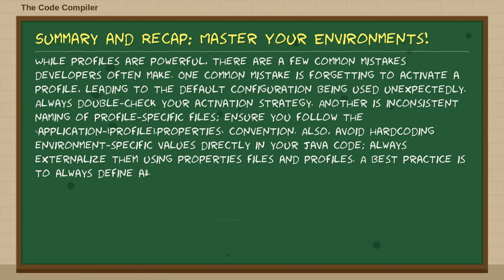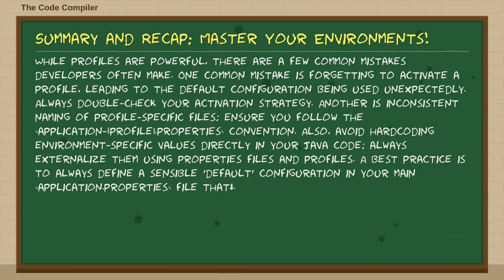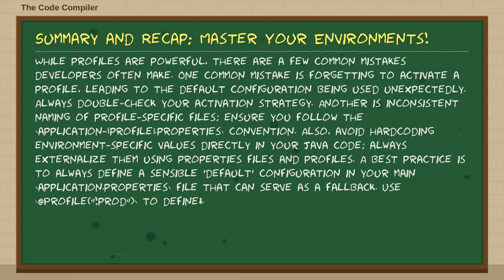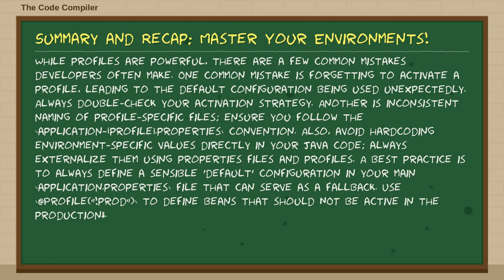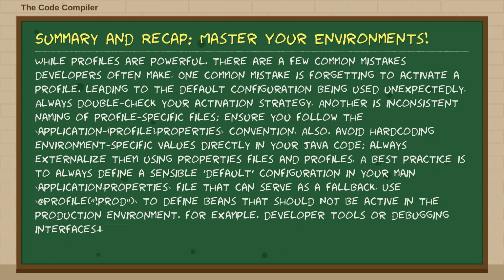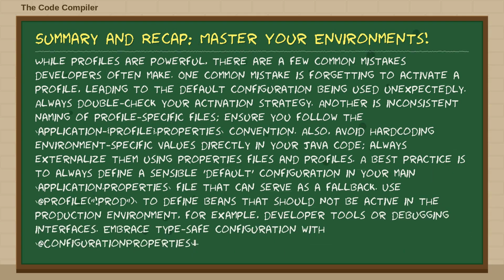A best practice is to always define a sensible default configuration in your main application.properties file that can serve as a fallback. Use @Profile("!prod") to define beans that should not be active in the production environment, for example, developer tools or debugging interfaces. Embrace type-safe configuration with @ConfigurationProperties for better maintainability and error checking. These practices will save you a lot of headaches in the long run.